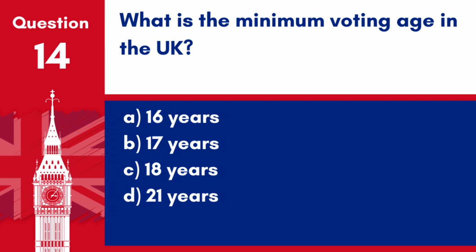Question 14. What is the minimum voting age in the UK? A. 16 years. B. 17 years. C. 18 years. D. 21 years.